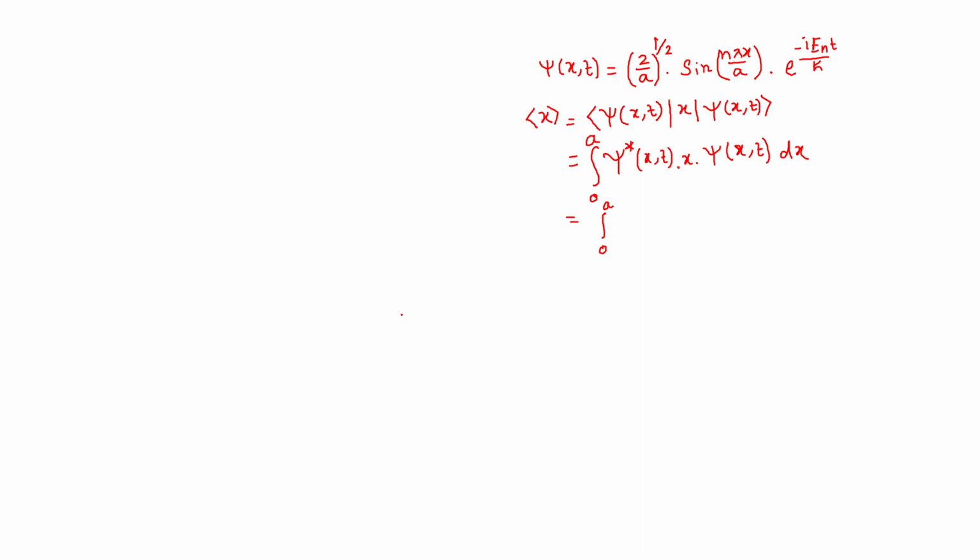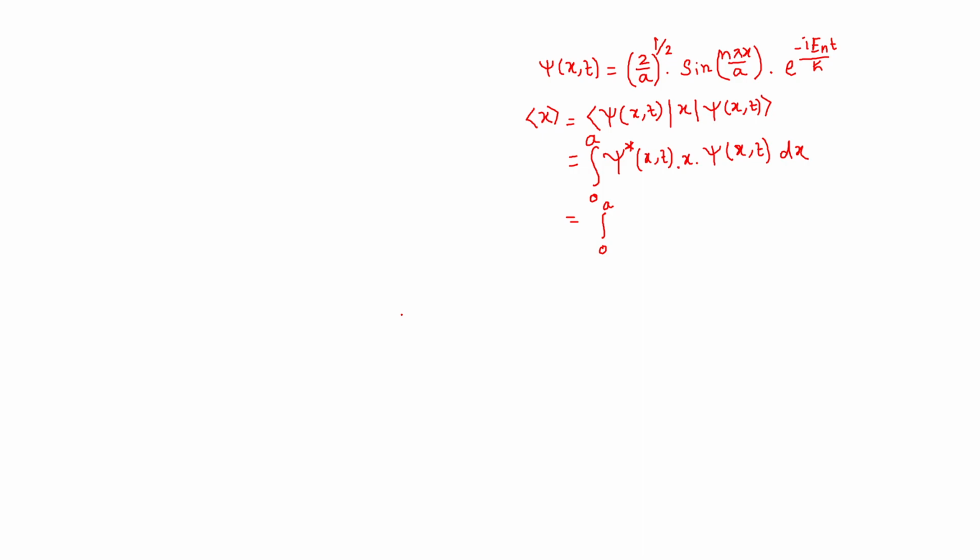Fine. So this is my expression now: integral from 0 to a, 2 by a x sin nπx/a dx. Sorry, there will be sine square, because two sine functions are there: sine square nπx/a dx. Now I am removing the constant part. There is no x in this one. So what are we left with? x sine square nπx/a dx. Good. So far so good.